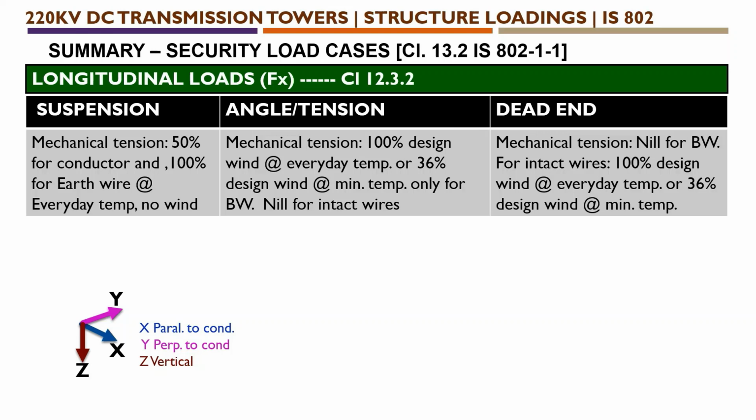When we look into the dead-end tower, it is entirely the reverse of the angle or tension tower. Here, for mechanical tension, we need to consider nothing for a broken wire, and for intact wires, we need to consider 100% of design wind tension at everyday temperature or 36% of design wind at minimum temperature, whichever is greater. So this is the reverse of the angle or tension tower.